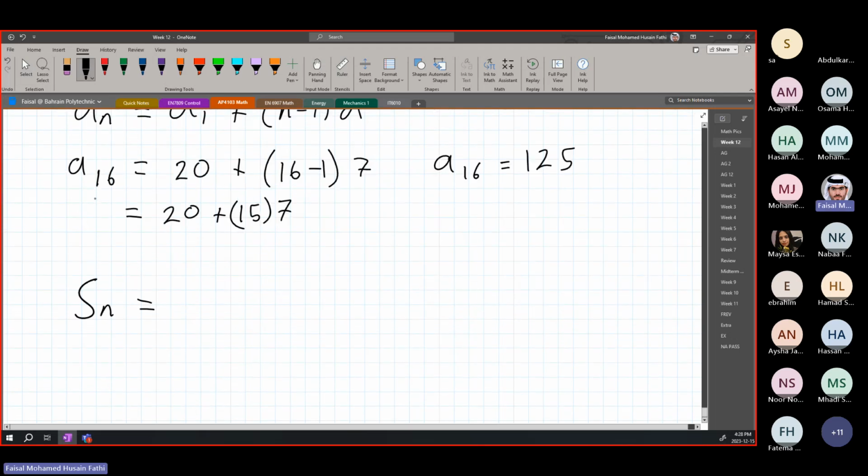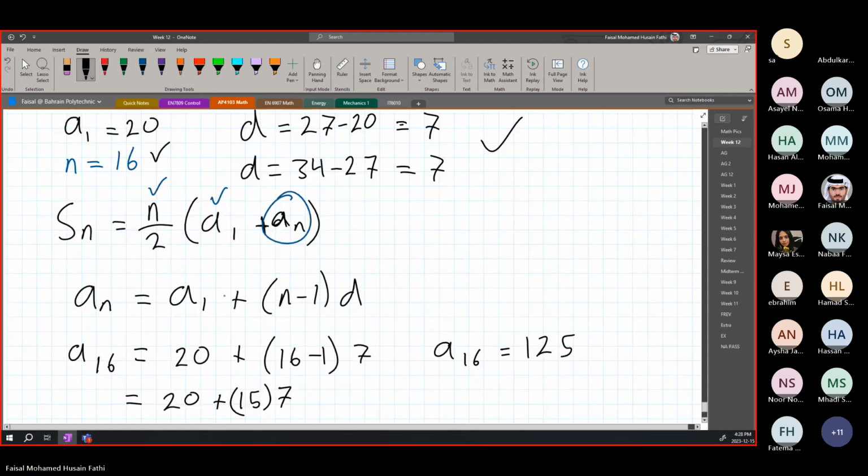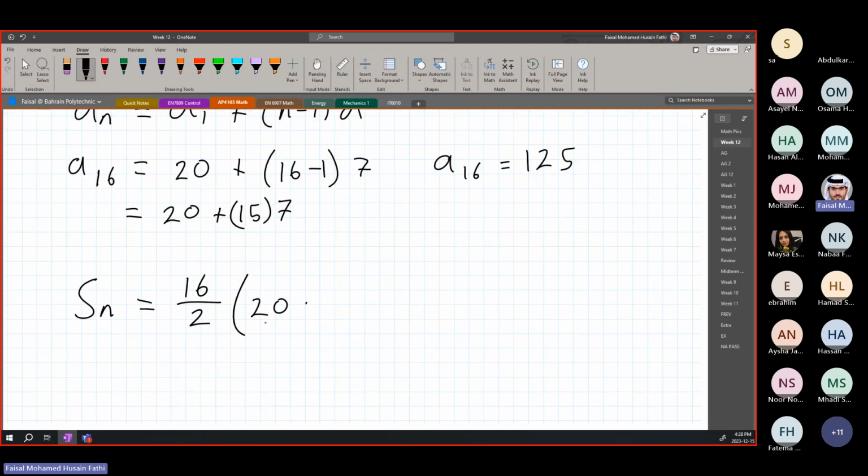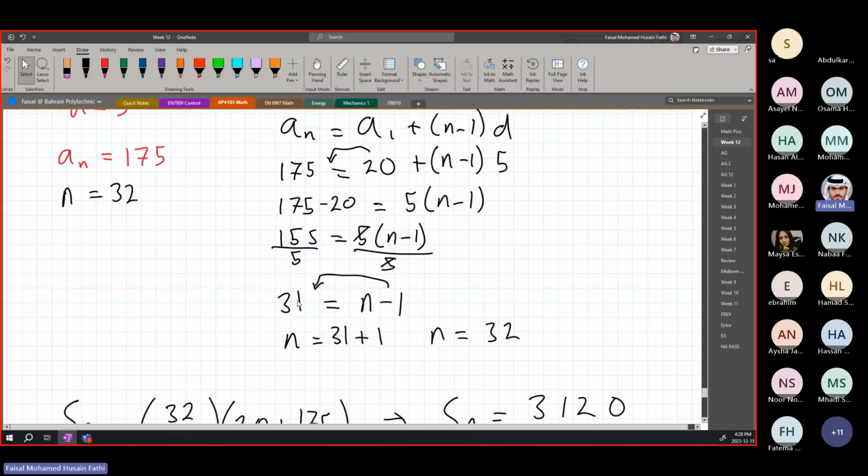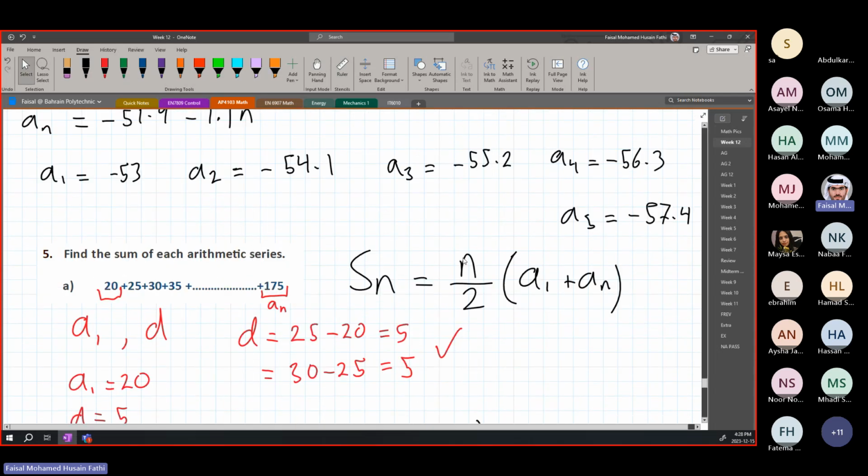Sn is equal to n, which is 16, over 2, times A1, which is 20, plus 125. Put all of this in a calculator. Sn is going to be equal to 16 divided by 2 times 20 plus 125, which is 1160. Done. Divided by 2 because that's the equation. The equation is n over 2 times a1 plus an. That is the equation. All right, you have to memorize this equation.